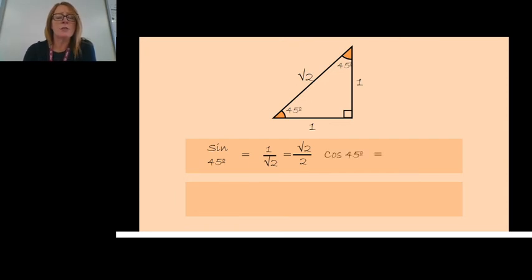For cosine 45, remember cosine is A over H. And again, from either of the 45 degree angles, I'm looking again at 1 over root 2. Again, rationalise the denominator to get root 2 over 2. Finally, for tan 45, I'm looking at opposite over adjacent, which is 1 over 1, which we just write as 1.